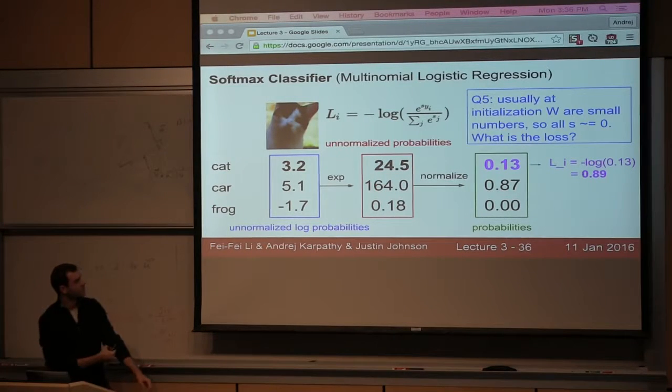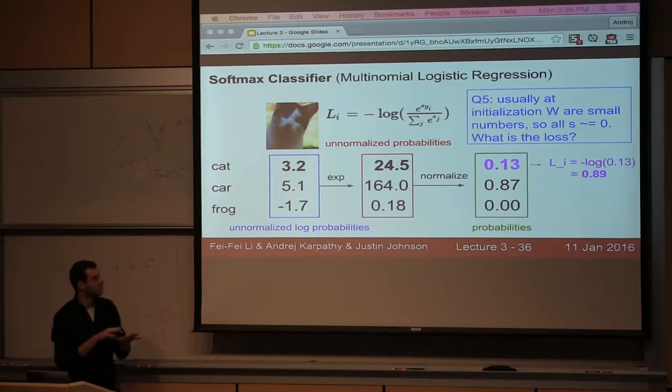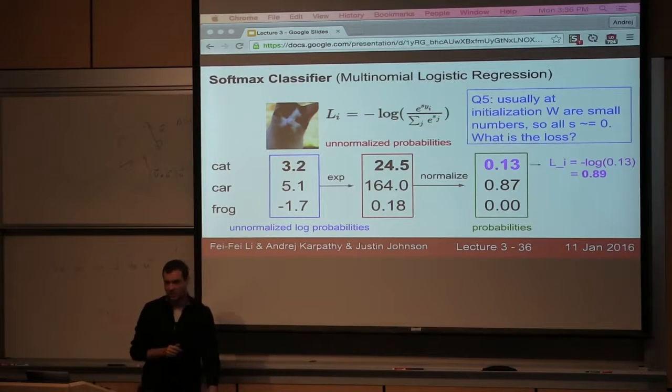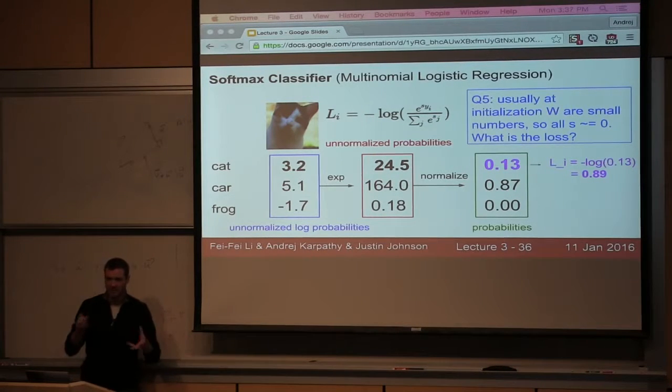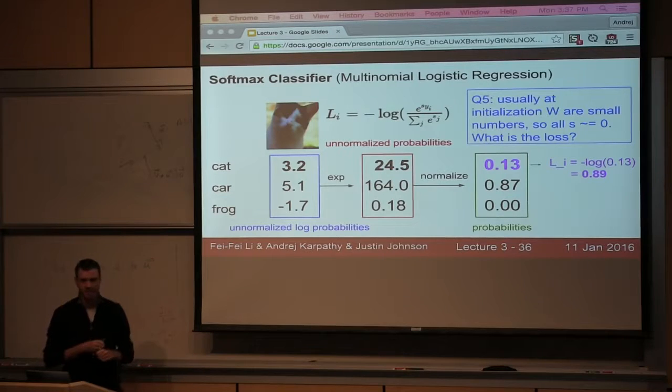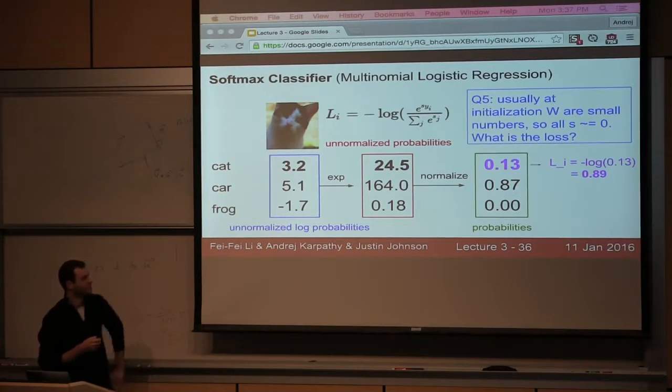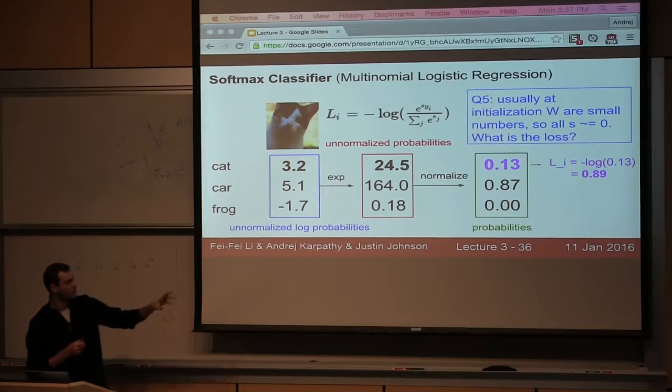And also this question: normally when we initialize W with roughly small weights, we end up with all the scores that are nearly 0. What ends up being the loss in this case if you're doing sanity checks at the beginning of your optimization? What do you expect to see as your first loss? Yeah, go ahead. Log of 1 over number of classes, negative. Yeah, that's right. So it's negative log of 1 over number of classes.